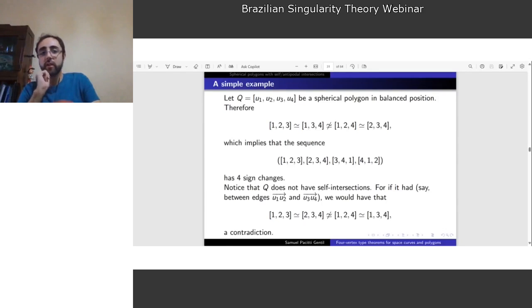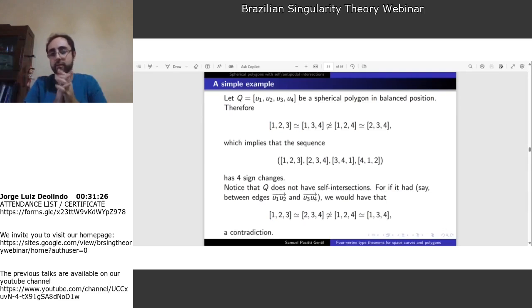And also, interestingly, such a polygon does not have self-intersections, because if it had self-intersections between these two edges, we would have, by the second proposition that related the condition of having self-intersections with the determinantal relations, this thing here, which contradicts the first relation here. And this would be a contradiction. So this polygon does not have self-intersections. Okay.